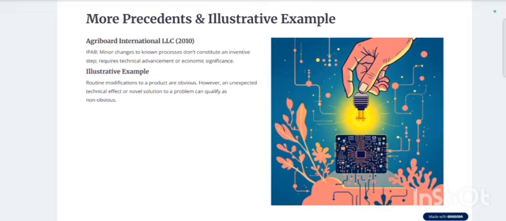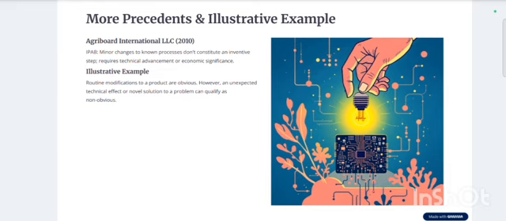For example, if an existing product is modified through predictable or routine changes that would naturally occur to a skilled person, such modification would be considered obvious. However, if an invention introduces an unexpected technical effect or solves a problem in a manner not suggested by prior art, it may qualify as non-obvious and thus patentable.